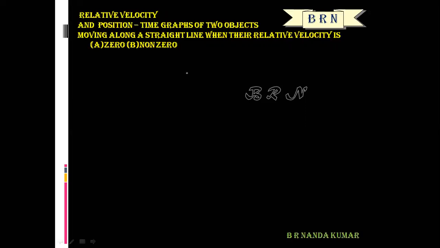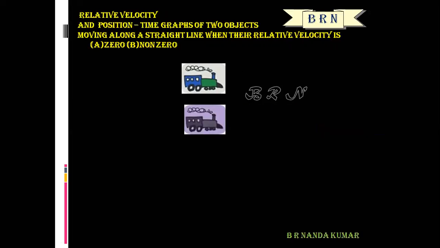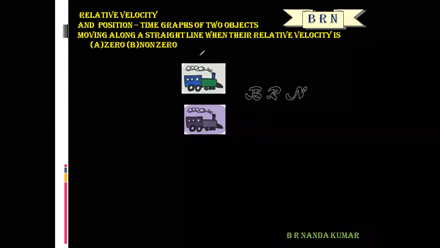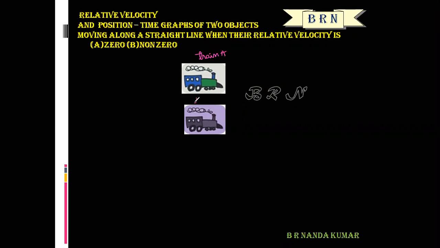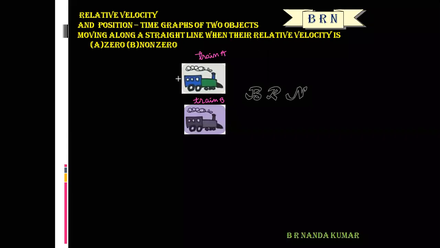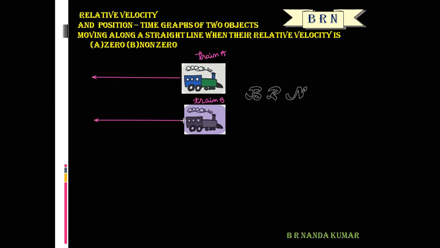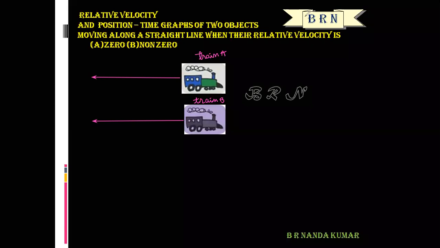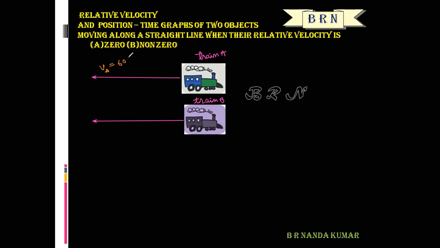For example, here let us consider two trains. This is train A, and this one is train B. Both are moving in parallel tracks with the same velocity. So the velocity of train A, for example, is 60 kilometers per hour. Velocity of train B is also 60 kilometers per hour.